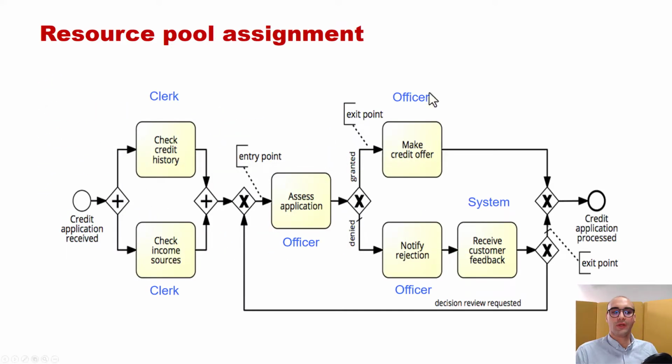So in our example, we can assign the check credit history activity to be executed by a resource from the clerk pool, and the check income sources to be assigned to a resource from the clerk pool again. The assessment of the application can be executed by an officer. The make credit offer can be executed by an officer. The notify rejection can be executed by an officer, and the receive customer feedback can be executed by a system, because it's a system admin or a system that represents software. This kind of assignment can be found in the documentation of the business process inside the organization.